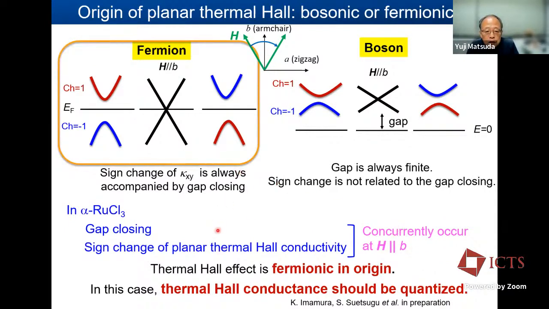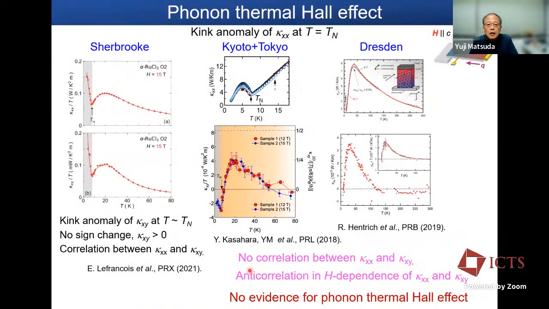So based on these two independent phenomena, we conclude the thermal Hall effect is fermionic in origin. In this case, the thermal Hall conductance should be quantized. I'd like to emphasize that in this argument, we did not rely on the magnitude of kappa xy. Now it's time to finish.